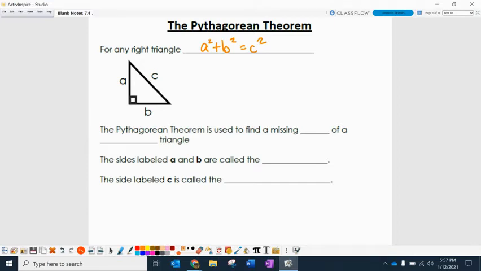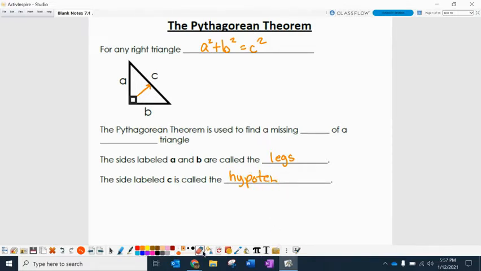Now it's important when we look at this that we notice that a and b are known as the legs of the triangle. They're the shorter of the two sides. Remember, we know the largest side will always be opposite the largest angle. And in a right triangle, the largest side is always the side opposite the right angle. So c here in the Pythagorean theorem represents the hypotenuse.